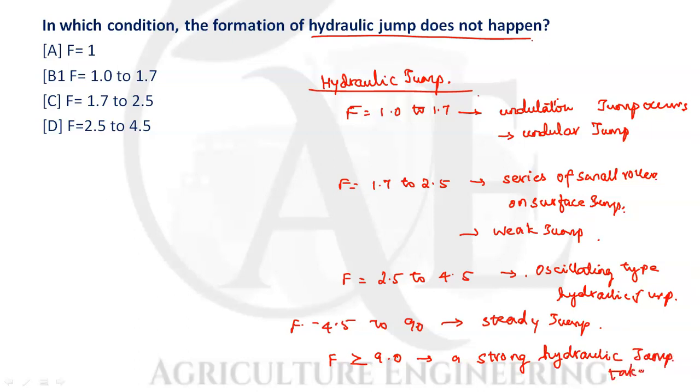So in the question here they said that no hydraulic jump, the hydraulic jump does not happen. It does not happen when the Froude number F is equal to 1. So it is said to be critical. Therefore no hydraulic jump will happen. So option A is the correct answer. Hopefully you understand this question. I think so. Next question.